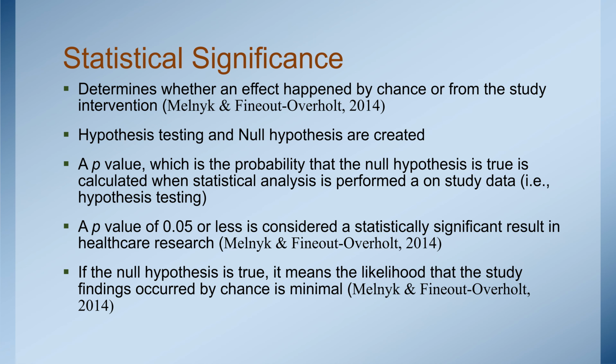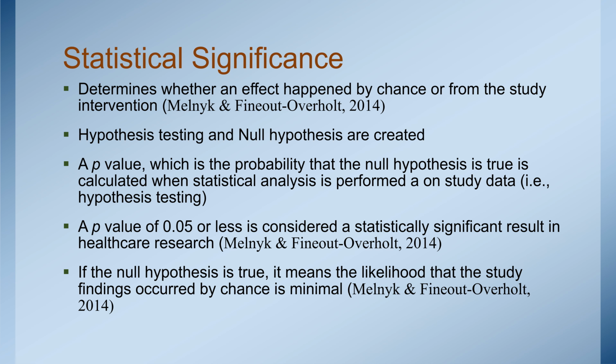Statistical significance. It is important to know that both statistical and clinical significance play a unique role in nursing research, and these two concepts cannot be interchanged. According to Melling, Final Overhaul, statistical significance is used to determine whether an effect happened by chance or from the study intervention. This describes how reliable the result of a study is on patient outcome.